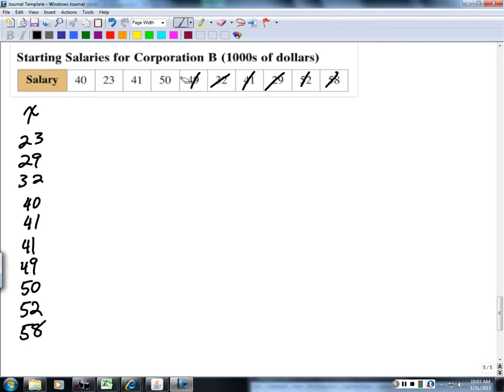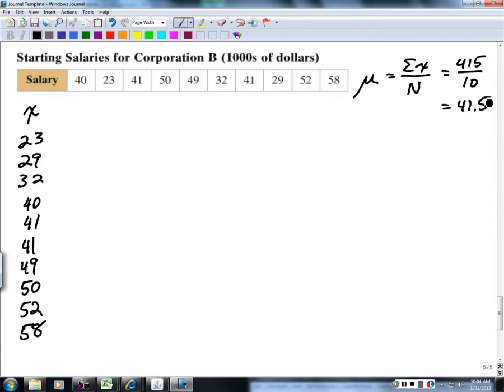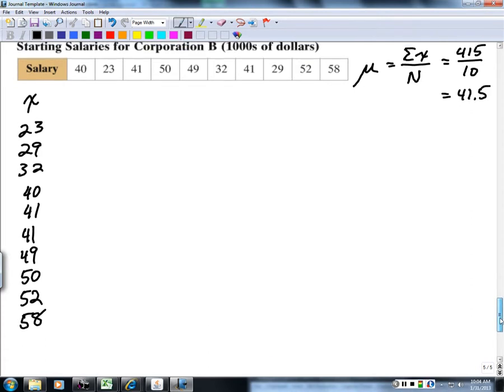Now, the next thing I want to do is calculate the mean. The mean for this, mu, is equal to the summation of x divided by n, which in this case is 415 divided by 10, which is 41.5. Because if I look at my table, right here, I can do sigma x, and that's equal to 410.